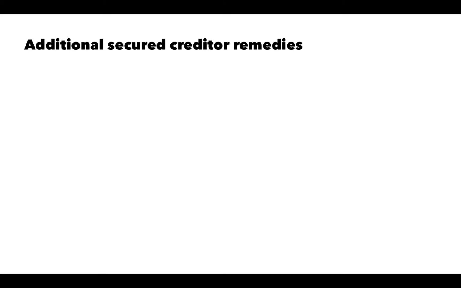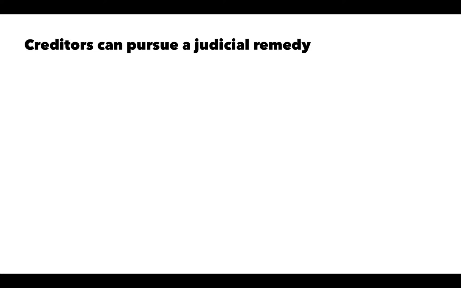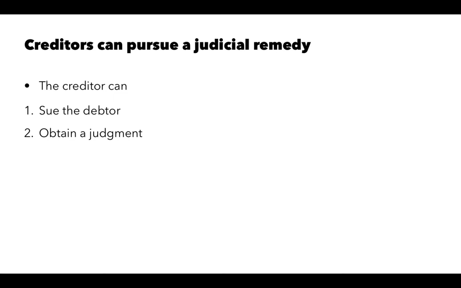There are additional secured creditor remedies. Creditors have remedies other than self-help, and the most common one, of course, is a judicial remedy. Creditors can pursue a judicial remedy, which means the creditor can sue the debtor, obtain a judgment against the debtor, record the judgment in the appropriate filing office, and finally obtain a writ of execution.